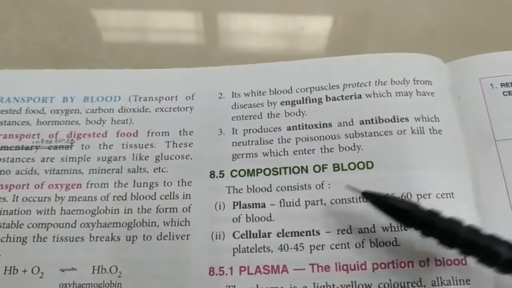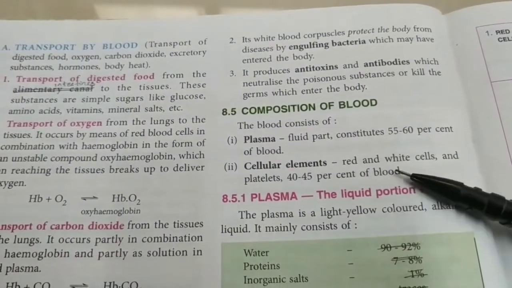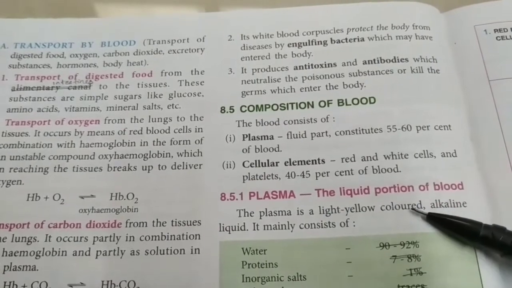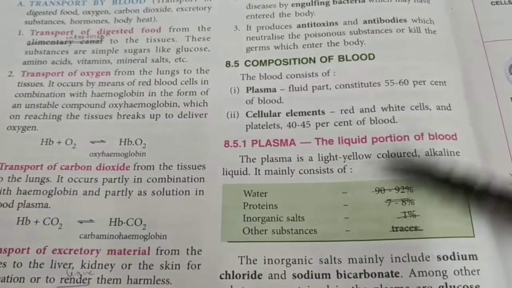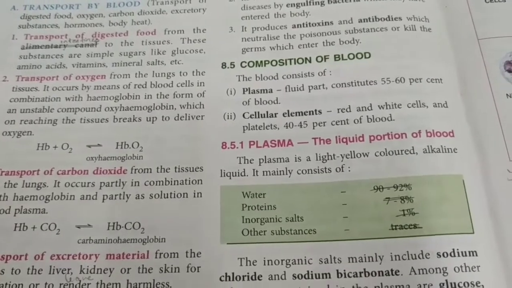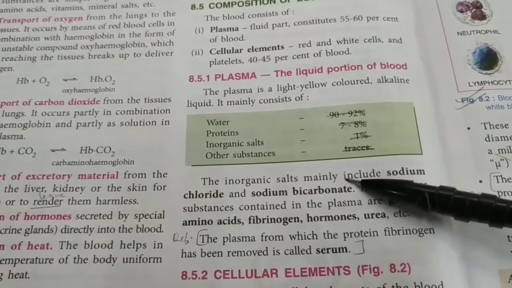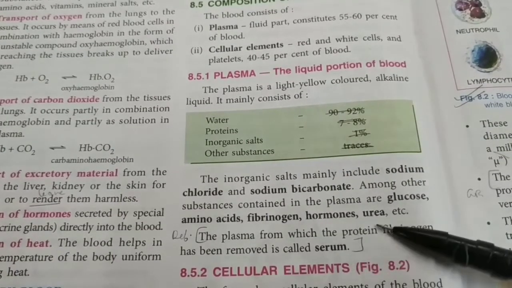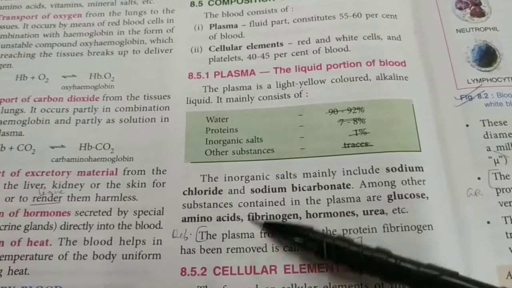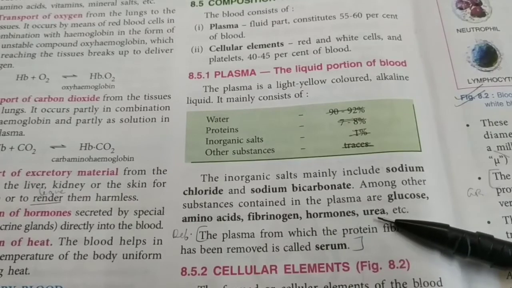Composition of blood: the liquid part, the fluid part, plasma, is around 60%, and the cells are RBCs, WBCs, and platelets. Plasma has many things dissolved in it. These are the things, and it's light yellow in color. If you remove all the cells, then it'll look light yellow. There are many other substances apart from water and proteins, like salts, sodium chloride, bicarbonates, and the nutrients in it, glucose, amino acids, and fibrinogen, which is very important for blood clotting, hormones, of course, and urea and excretory product.